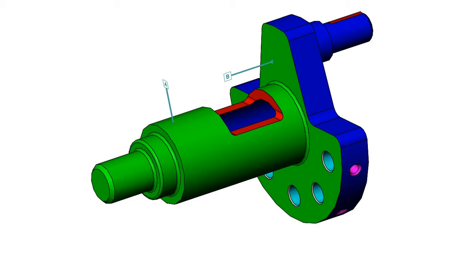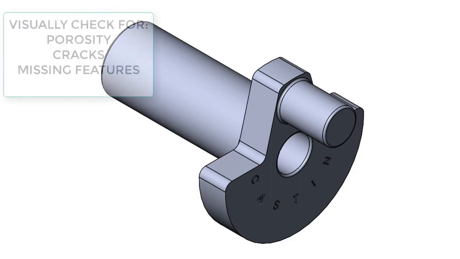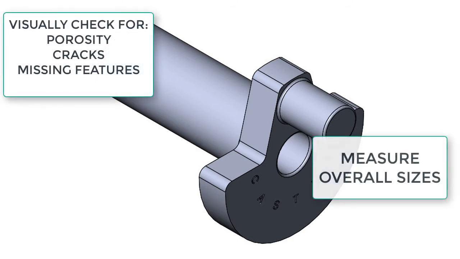For example, let's examine this crankshaft. The raw material will likely be a casting, and it may not all need to be machined. The first process for this part would be to inspect the raw casting. A visual inspection for cracks, porosity, missing features, and other flaws would be performed. Then a vernier caliper, or possibly even a ruler, could be used to ensure there is enough material for machining.